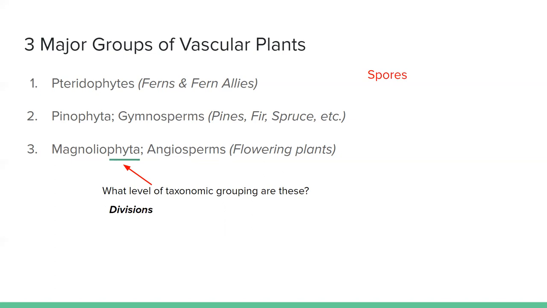Yeah, exactly. So our gymnosperms are non-flowering seed plants, which means they have cones on them. Which leaves us with the angiosperms, our flowering plants. They're seed plants that have flowers, and we have a flower and then a seed.